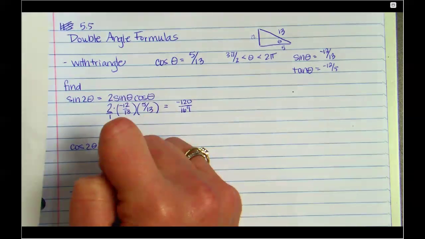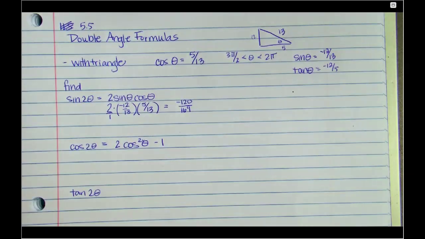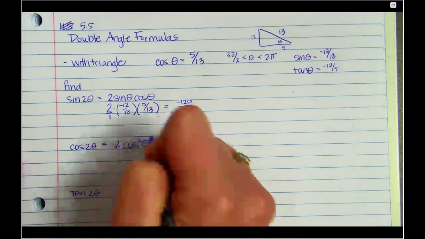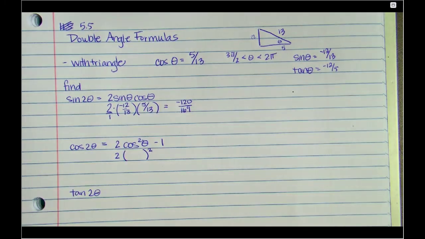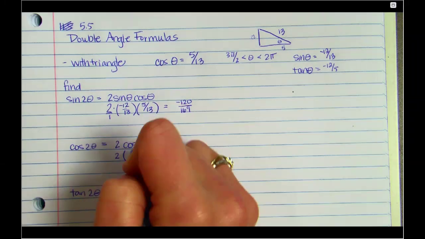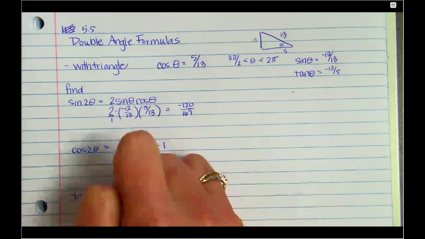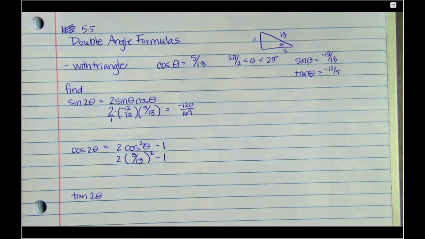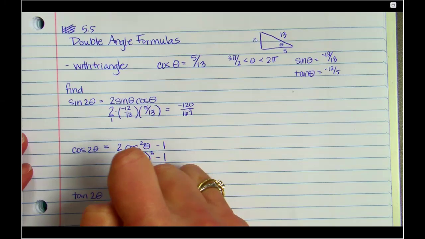So this is 2 cosine squared theta minus 1. We need to remind ourselves how we do that. When you talk about cosine squared, it's written like this, but the cosine itself is 5 over 13, and that's the thing that gets squared. When you square fractions, you square the top and you square the bottom. So this fraction is 25 over 169.